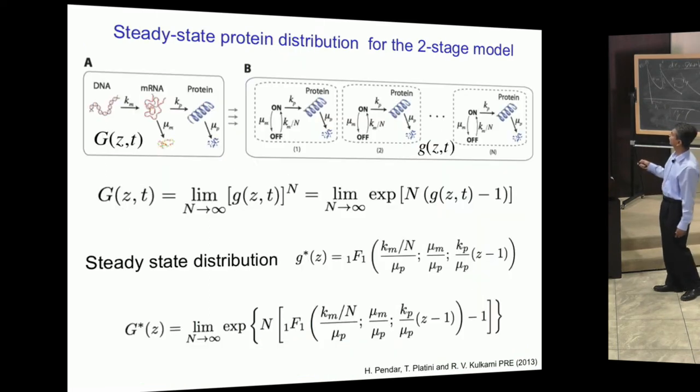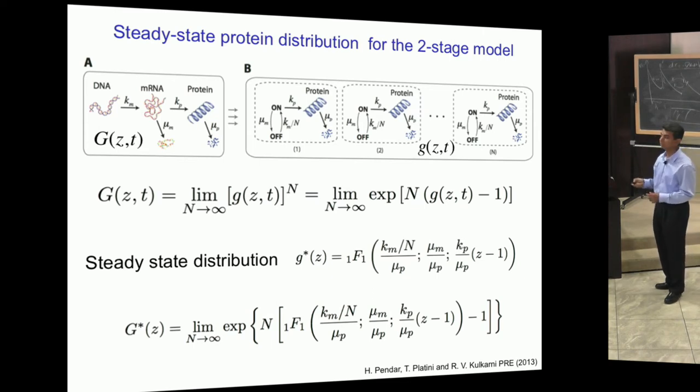Applying this procedure, if G(z,t) is the generating function for proteins in this model, then that's related to the generating function for proteins in the reduced model in this particular way, in the limit that n goes to infinity. Just because I have n independent identical copies, I can write it in this way. But this result I already know, in the steady state but also in the time-dependent case. So this is already a known result, and when I plug that in, I get the exact result for the steady-state generating function for proteins in the two-state model.